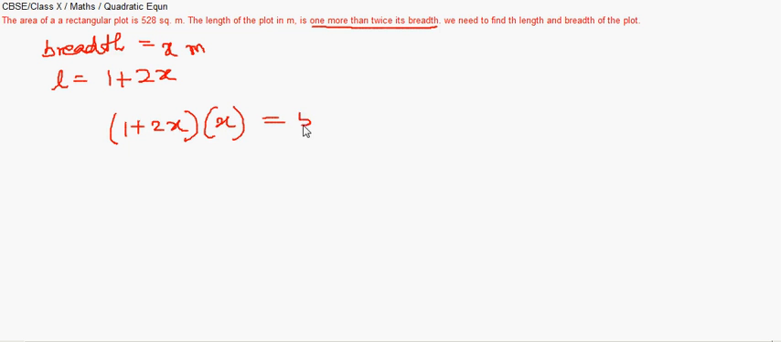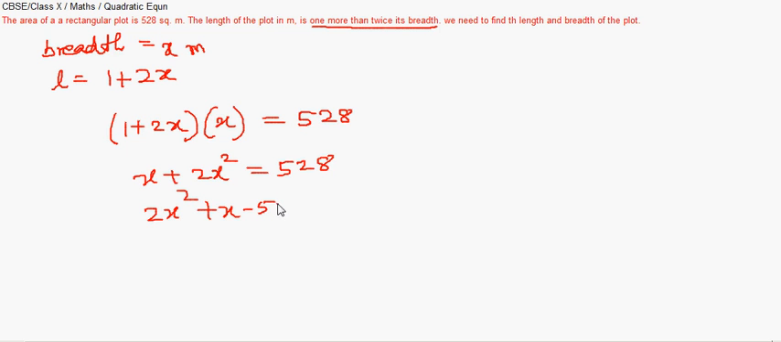That's given as 528. Let's remove our bracket. That will give us x plus 2x square is equal to 528. And if I rearrange this equation, we get 2x square plus x minus 528 equals 0. This is what we were trying to find out from the word situations given. We take a couple more such questions. Okay, I'll just write the next one here.